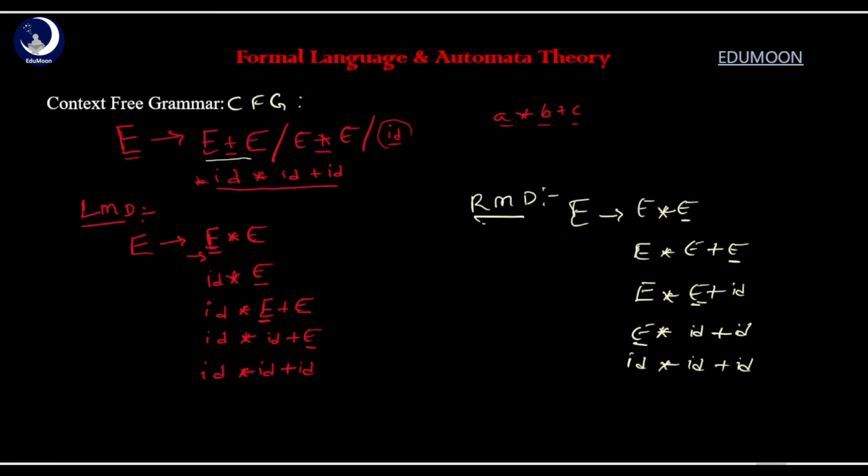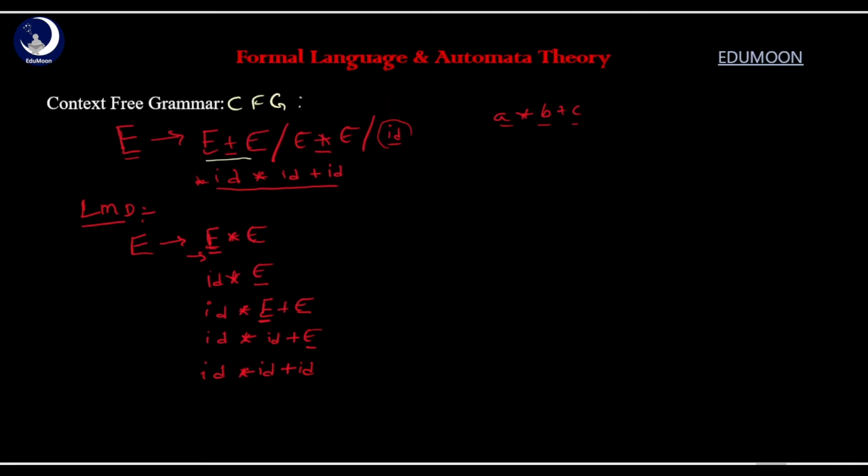So LMD is leftmost derivation and RMD is rightmost derivation. And we see something called an ambiguous grammar, or ambiguity in the grammar. This grammar is actually called an ambiguous grammar because we can generate two parse trees for the same string. We see that with an example now, the same example.